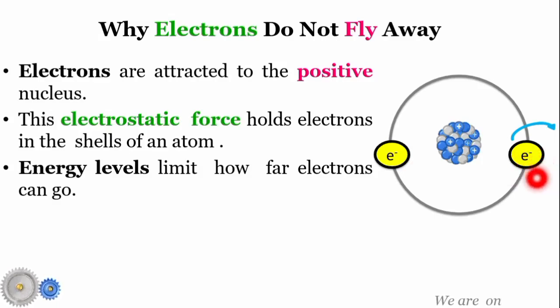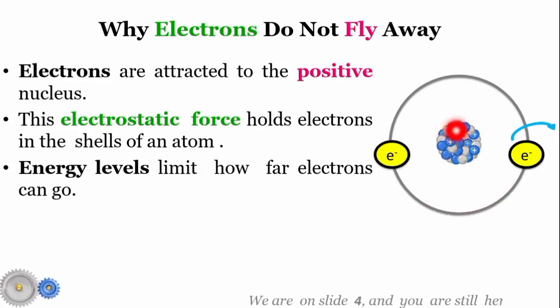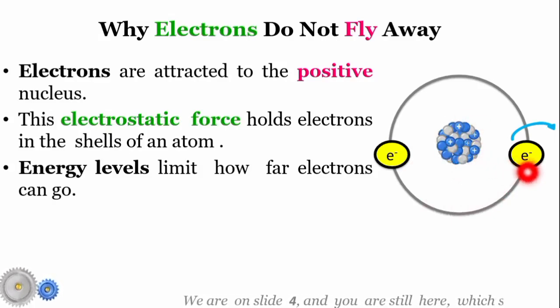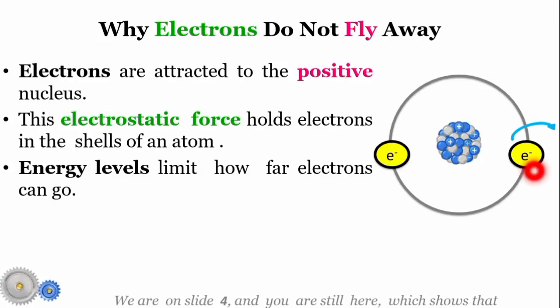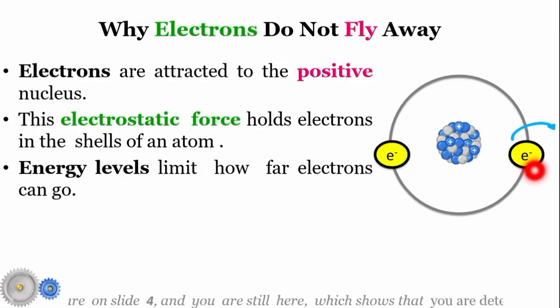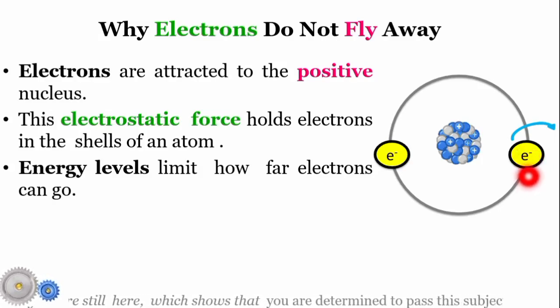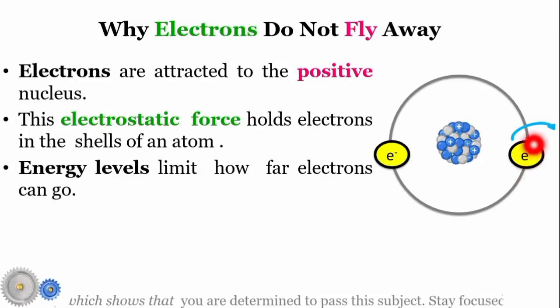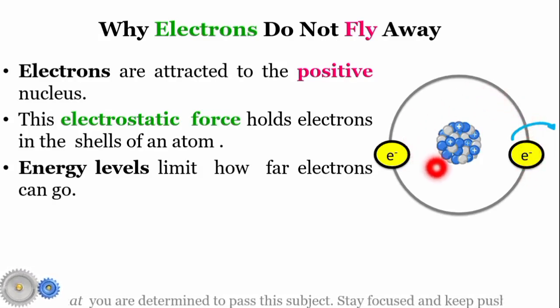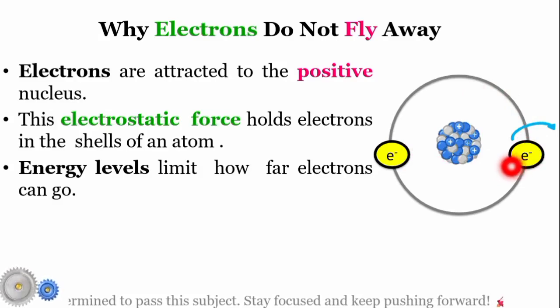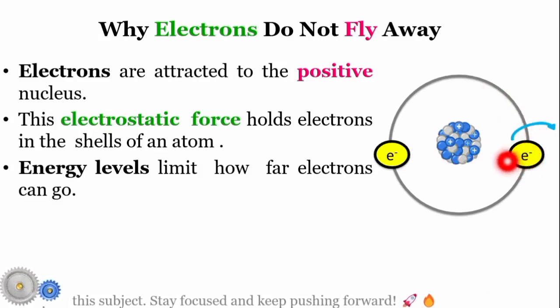Electrons are placed in their shells according to their energy levels. So the one near the nucleus has low energy level. So these energy levels help this electron to keep orbiting the nucleus by not flying away from an atom.